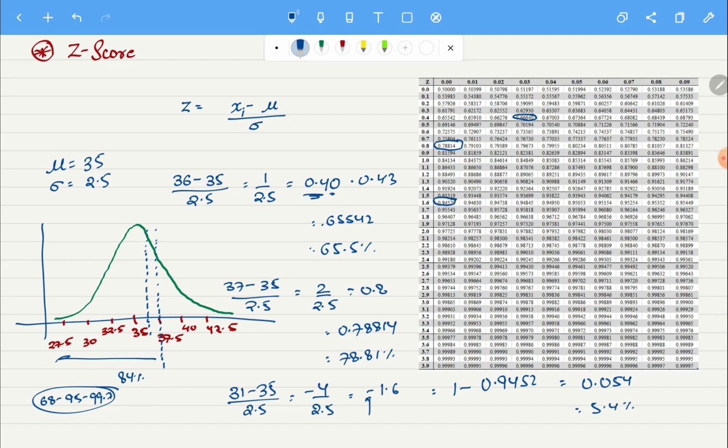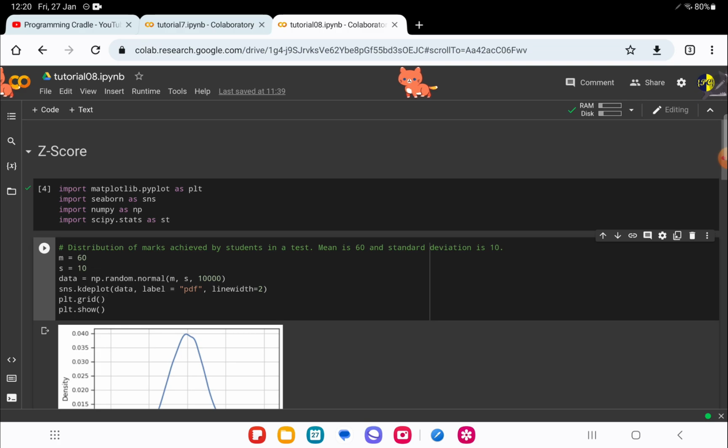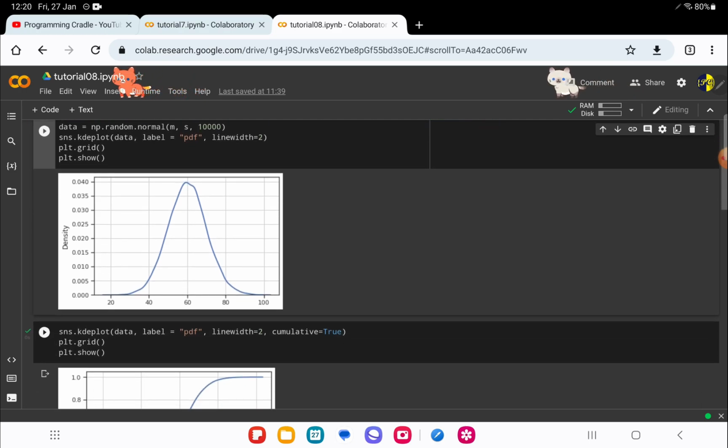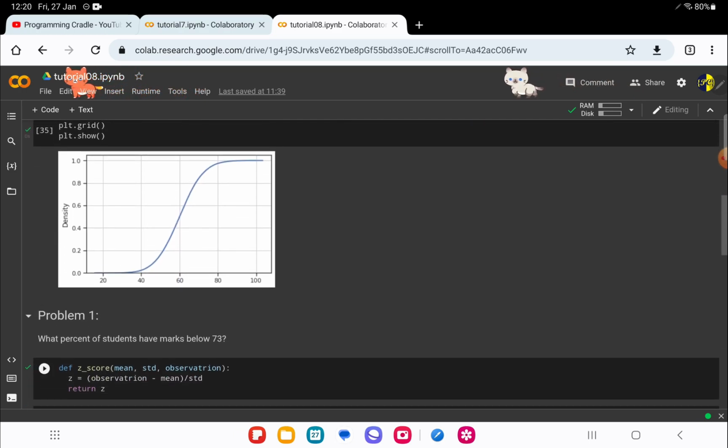Now that we have understood the theoretical concept of it, let's move on to our notebook and actually try to calculate it using Python, because that's how you will be doing it most of the time. So yeah, let's move on to our notebook and see how you can do that. For demonstration, I am taking an example of distribution of marks achieved by students in a test, and here mean I have taken as 60 and standard deviation as 10.